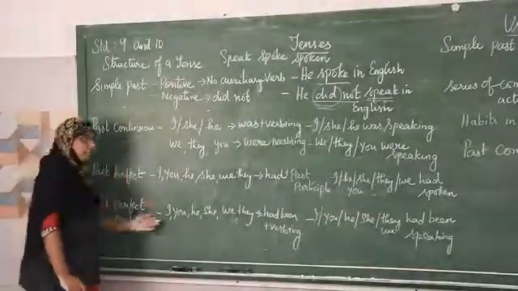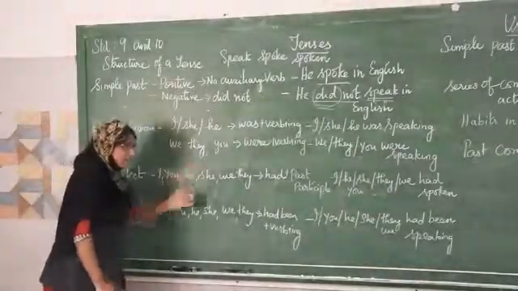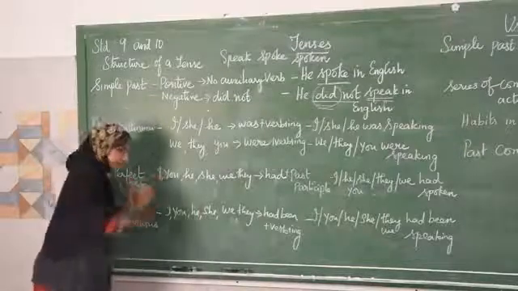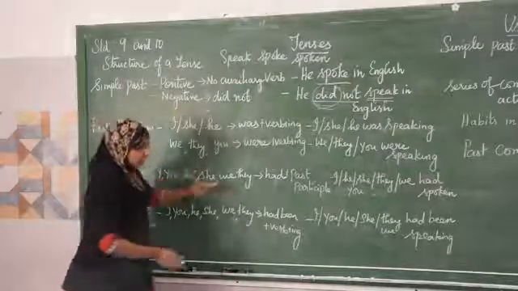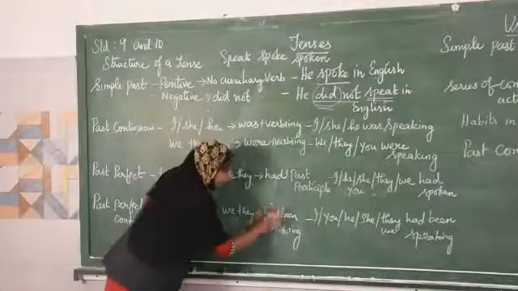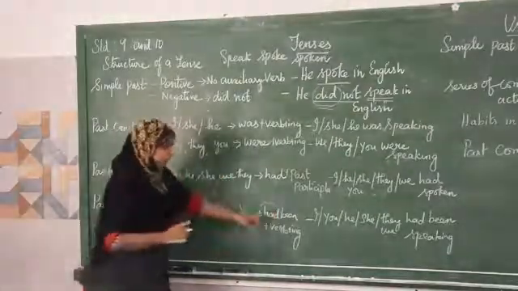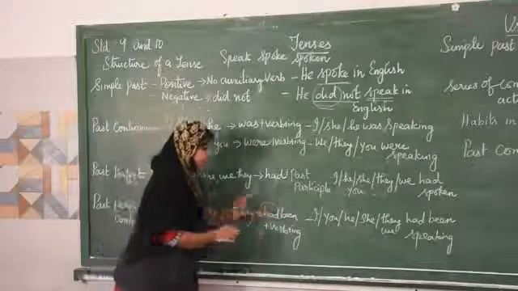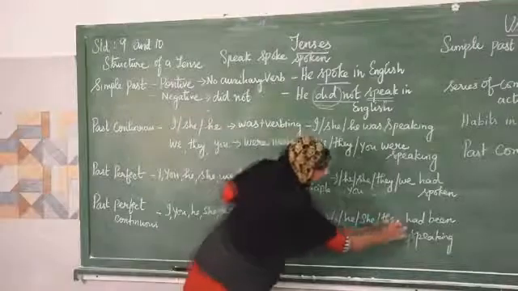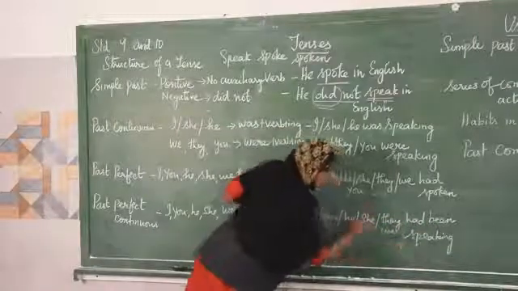Now next one, past perfect continuous. Again for past perfect continuous also, the same rule you have to follow here. Whether it is singular or plural or first person, second person or third person, always remember for perfect tense you have to use the have form of verb, that is had. You have to add what here? Been, verb plus ing. Had been speaking. Is it clear to you?